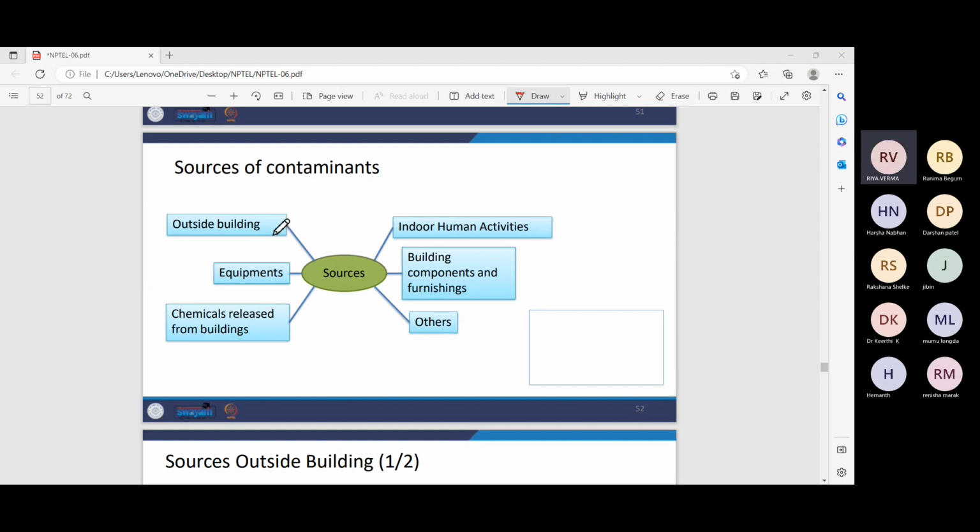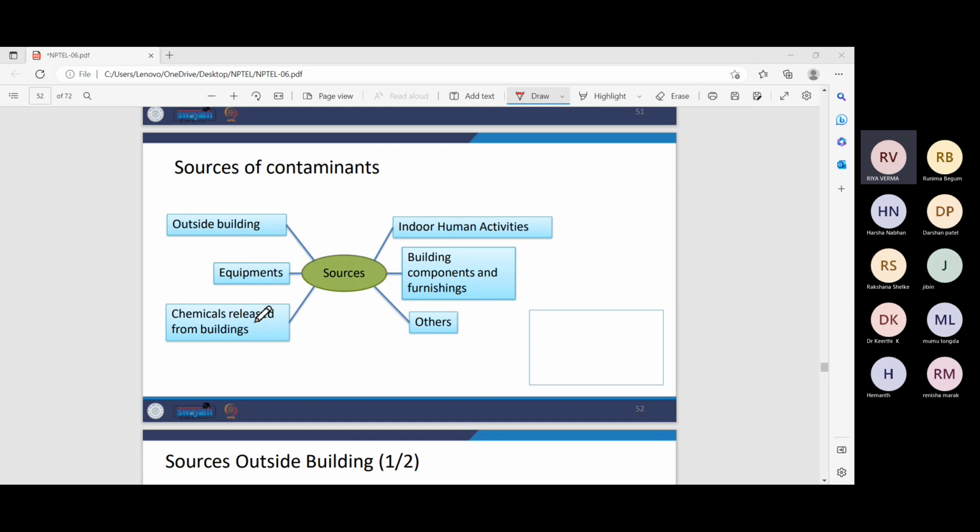Now, these are the potential sources of the contaminants in any indoor environment. First one is outside the building, the sources that are present outside. Next is the equipment that we are using. Then we have the chemicals that are being released from the buildings. For example, some building materials use asbestos, which is a major source of pollutant in some cases.